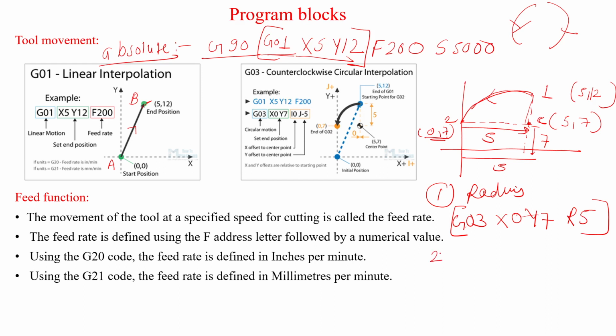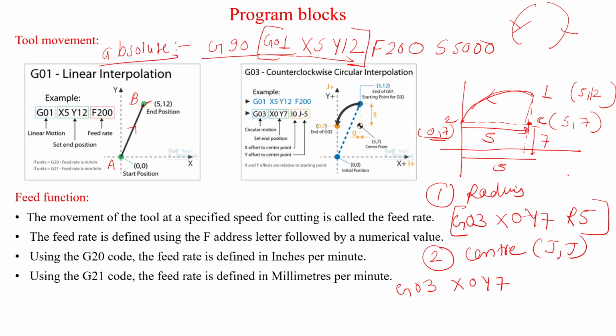The second method is by using the center method. In this you need to define the center coordinates, which are I, J. See how to find I, J. You will start with G03 only. X equals 0, Y equals 7 you will write. Now what is I? I is the X distance between the center and the initial point. So what is the X distance between the center and the initial point?